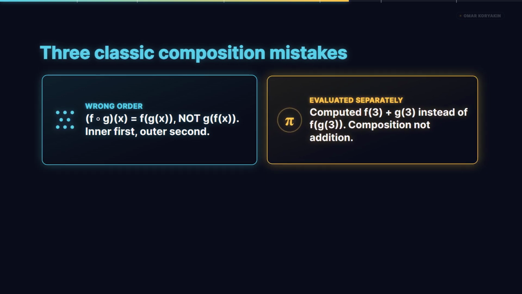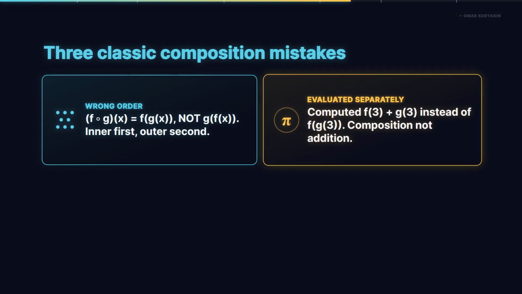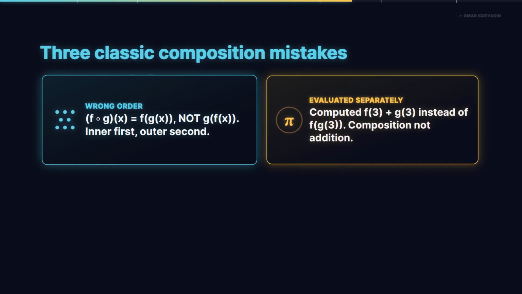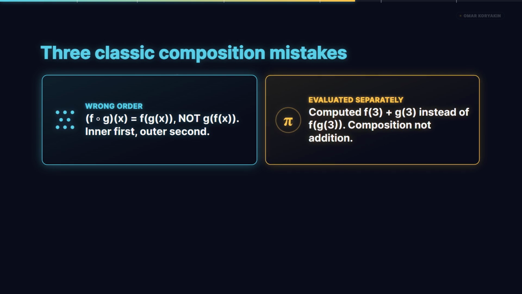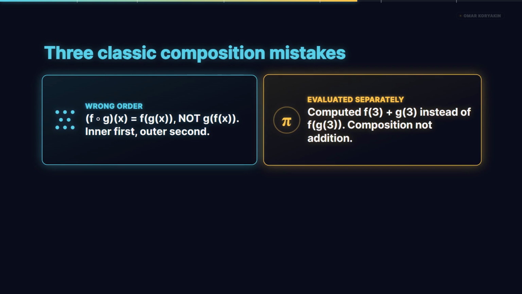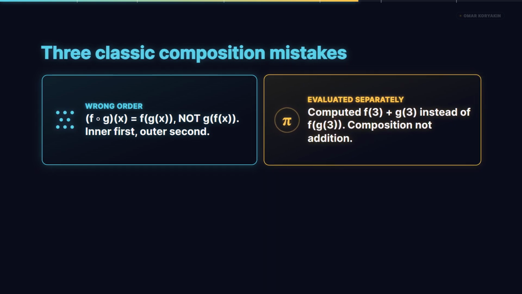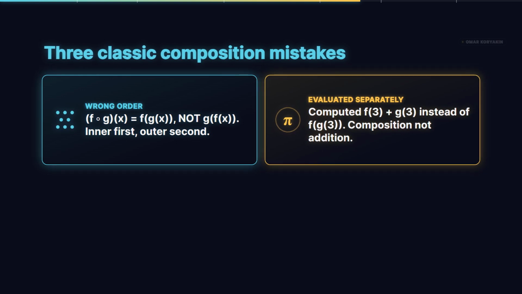A student looking at f composed with g of 3 computes f of 3 plus g of 3, getting two separate values added together, instead of feeding g of 3 into f as the input. The fix is to remember that composition is a chained two-step evaluation, not a separate evaluation followed by combination. The intermediate result of the inner function becomes the input of the outer function, not a value combined with the outer function's separate evaluation at the original input.